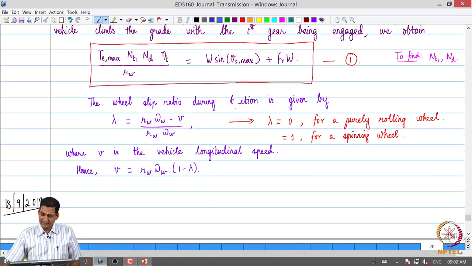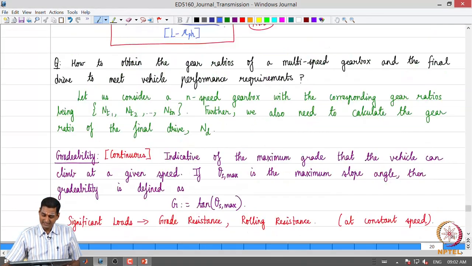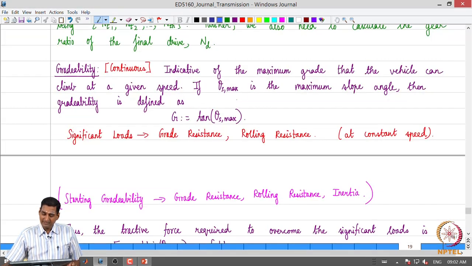So just a quick recap of where we stopped in the last class. We were looking at how to choose the gear ratios of a multi-speed gearbox, and we discussed that typically the gear ratios are decided by various performance criteria given the prime mover characteristics, that is, the engine characteristics. One of the main requirements used to choose the gear ratio is what is called gradability. That is indicative of the steepest slope that a vehicle can climb at a given constant speed.